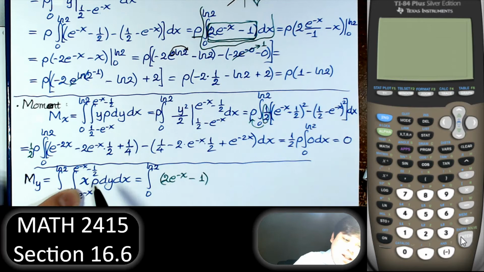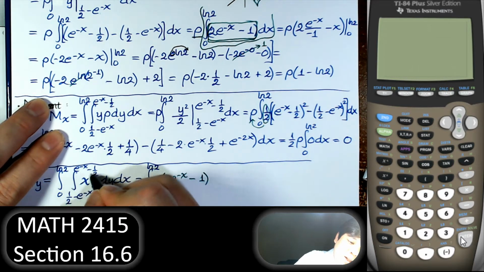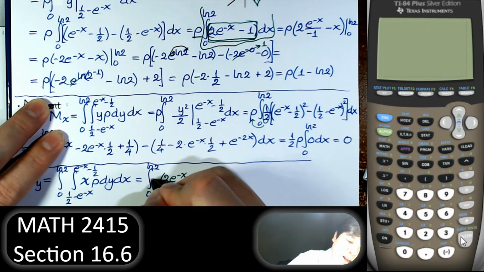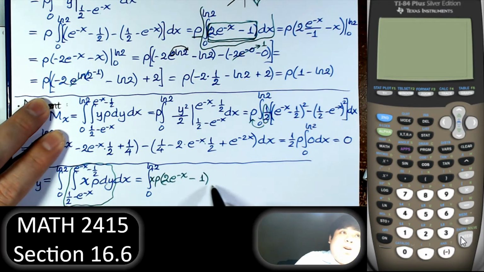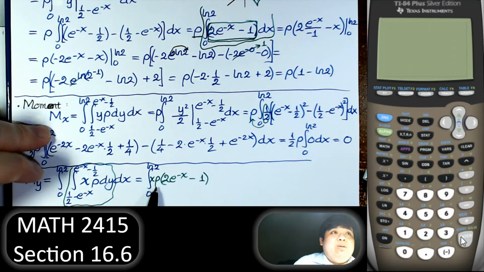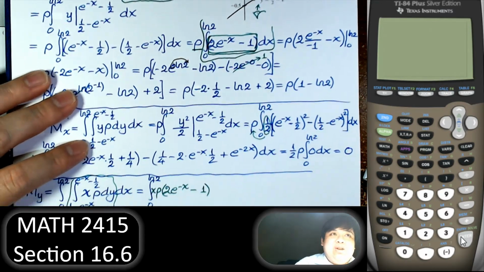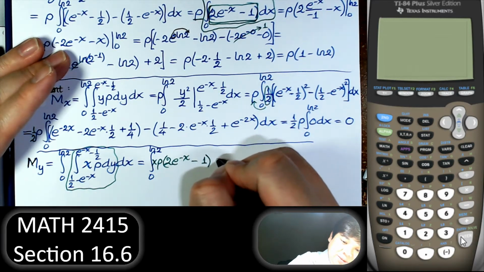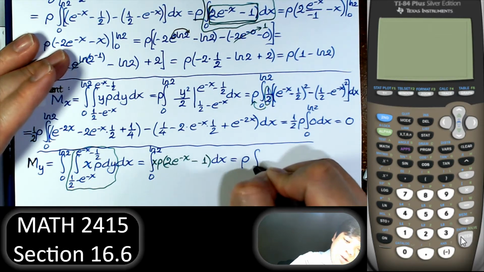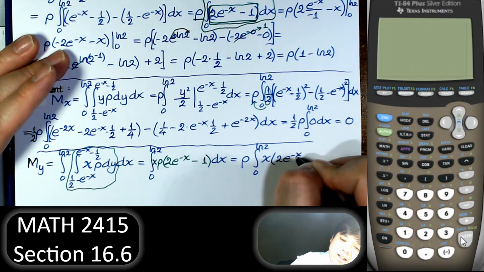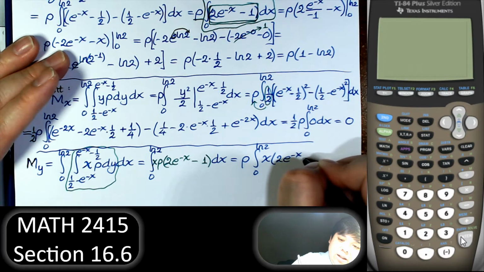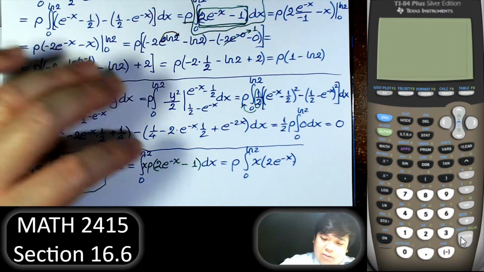When we integrate inside, that's what it is equal to. X and rho is constant. We just roll it in there, into that. Rho is constant. Take it outside. And we have x times 2e to negative x minus 1.